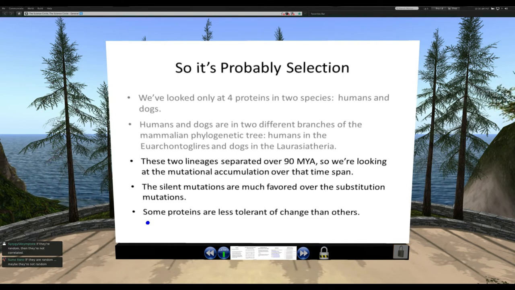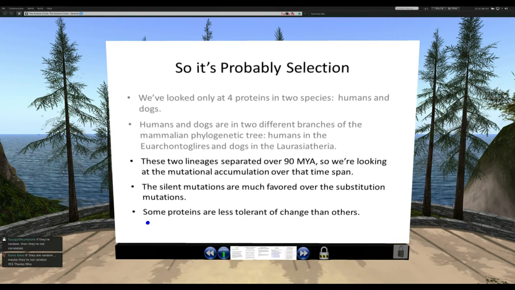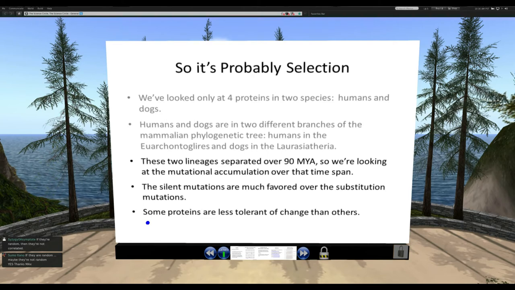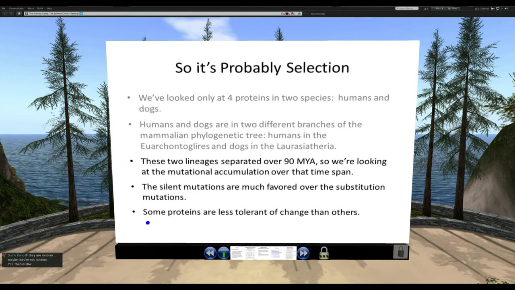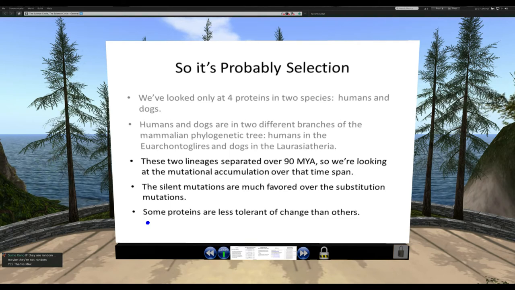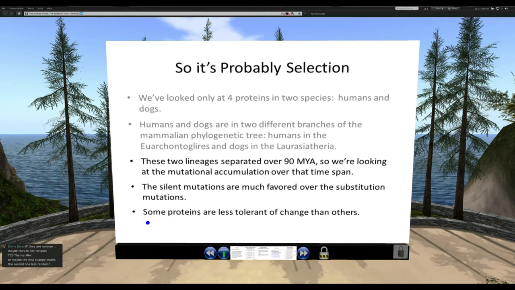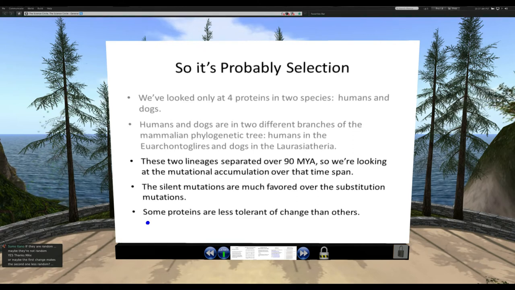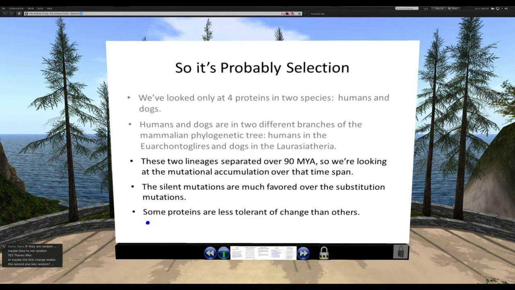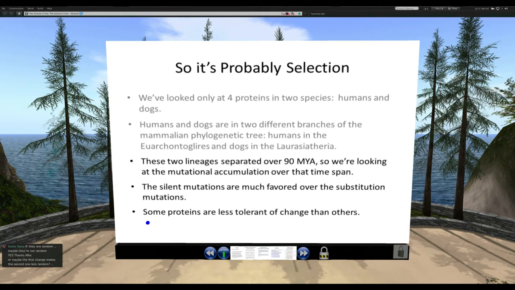So you could start with a silent mutation and then get a non-silent one. But two-thirds of the time you're going to get a non-silent one. And most of the time, that's going to kill you. So about 10%, and I'm actually surprised it's as high as that, about 10% of the mutations that change the amino acid sequence are survivable, and the others are not.